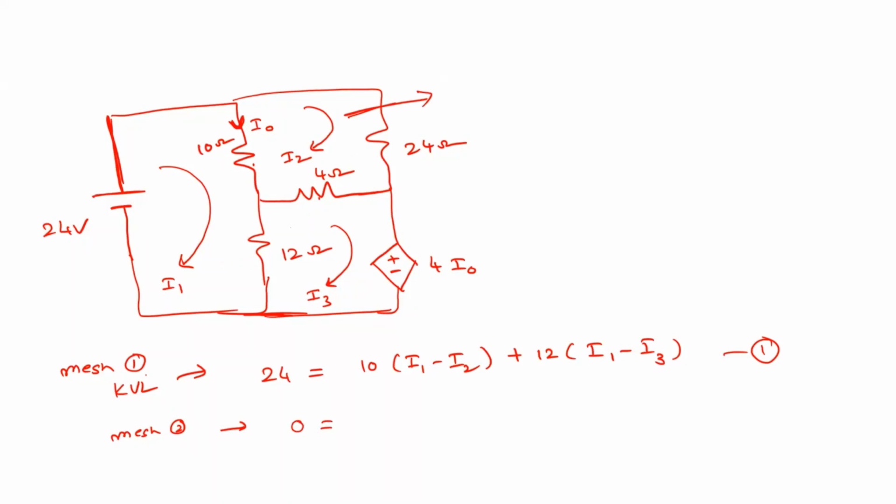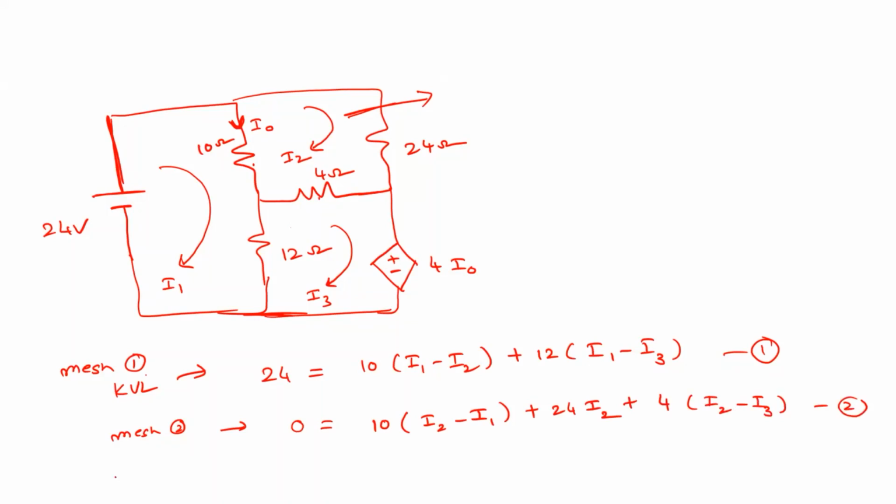10 into I2 minus I1, plus 24 into I2, because I2 is our reference and only I2 is flowing through it, plus 4 into I2 minus I3. So we have 10(I2 minus I1) plus 24 I2 plus 4(I2 minus I3).